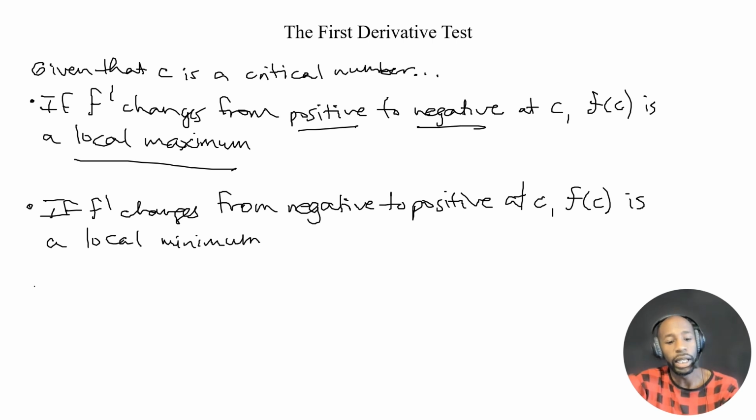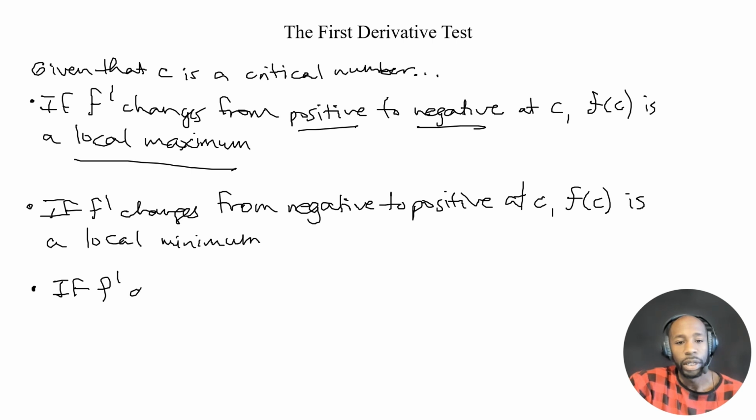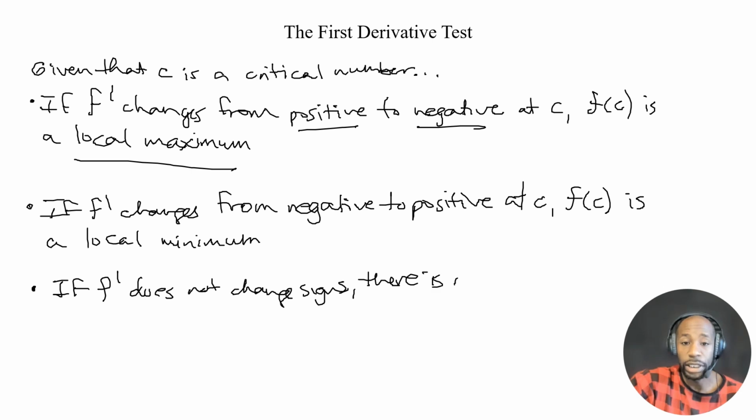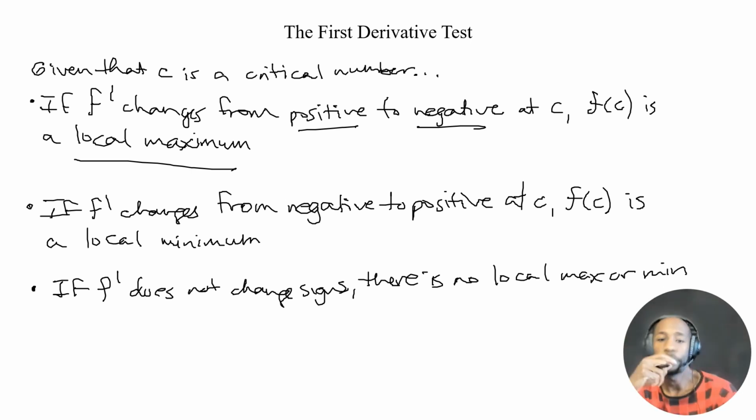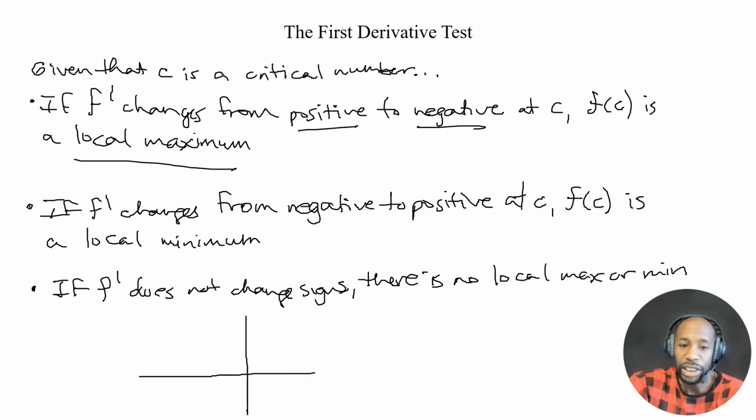And then finally, if the derivative does not change signs, there is no local maximum or minimum. Okay? Now let's go back through this. If the derivative at this point c goes from positive to negative, I'm actually going to put a graphic here, and this will make sense in the future.